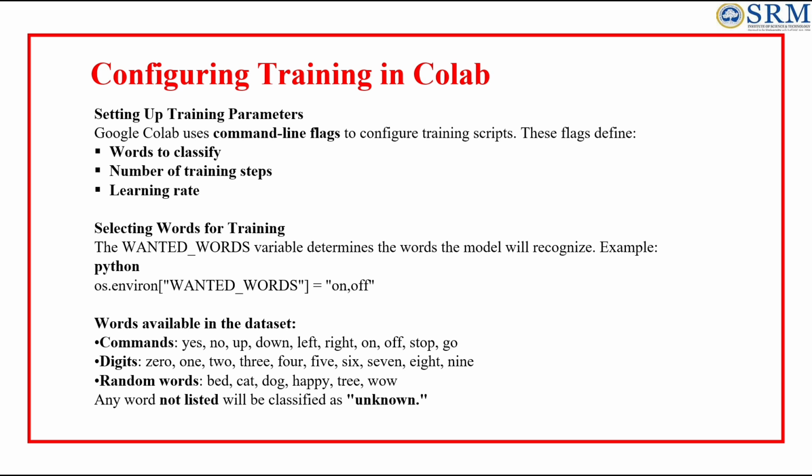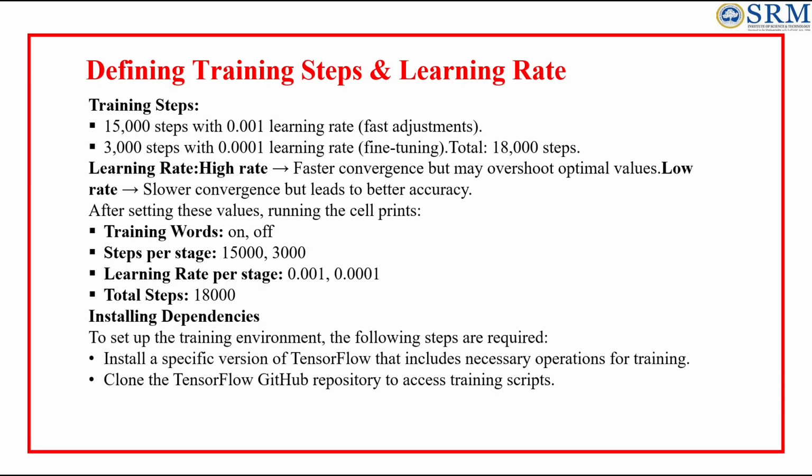The dataset provides several categories of words: common commands like yes, no, up, down, left, right, on, off, stop, and go; digits from 0 to 9; and random words such as bed, cat, dog, happy, tree, and wow. Any words outside that list will be automatically classified as unknown. Next, we will see about defining training steps and learning rate.